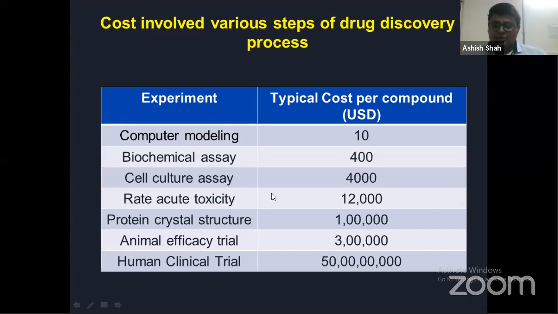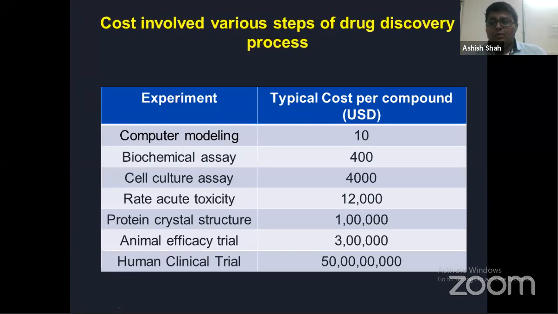Now, one more thing is, suppose you start with, for example, 1 lakh compounds. With random screening, again, it requires the synthesis of those compounds. Then after synthesis, you require biological evaluation. So if you do biological evaluation in a rat study, the per compound cost is about 12,000 USD.